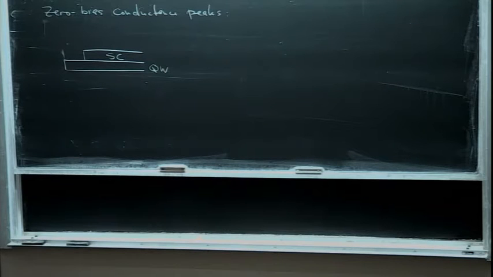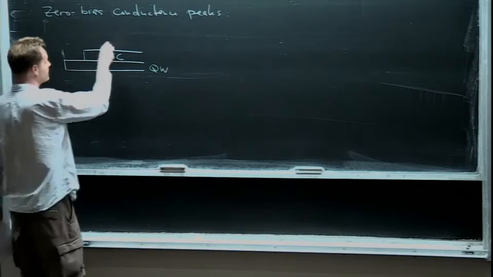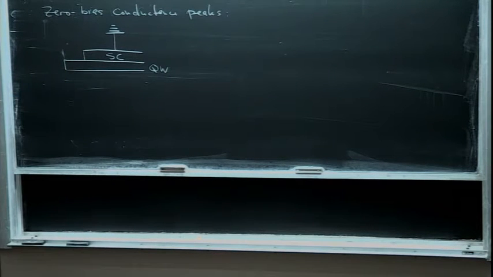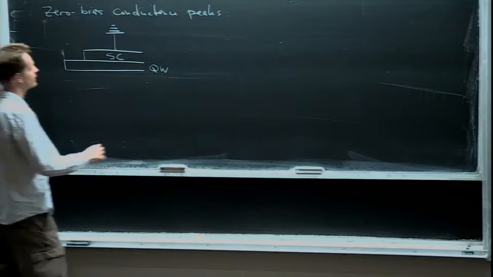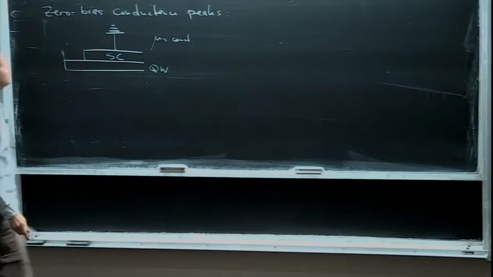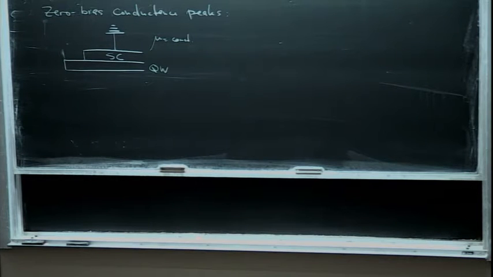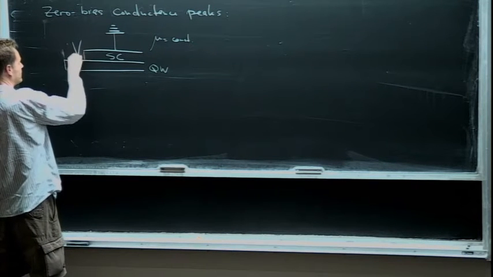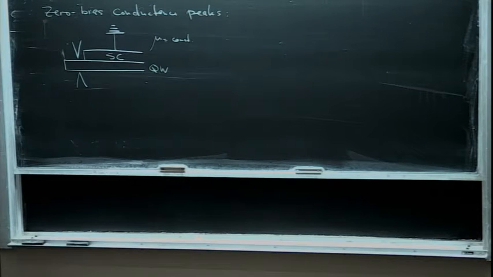And let's also ground this superconductor. So the number of Cooper pairs on this superconductor is not fixed. It can vary. What's fixed is the chemical potential. And then let's apply a bias between the superconductor and the quantum wire after putting a tunnel barrier at the beginning of this wire.